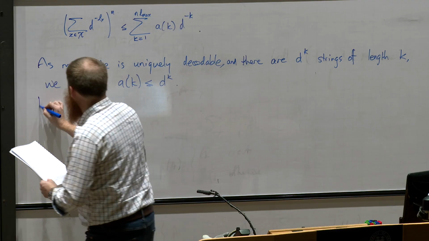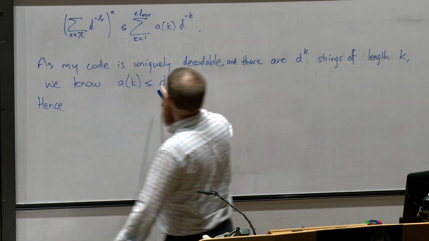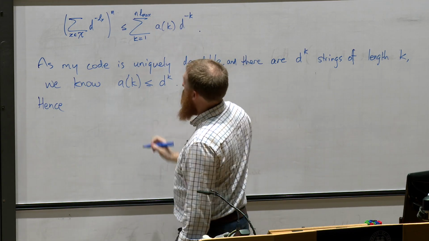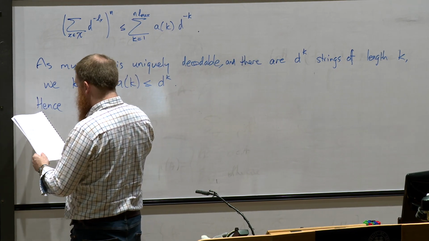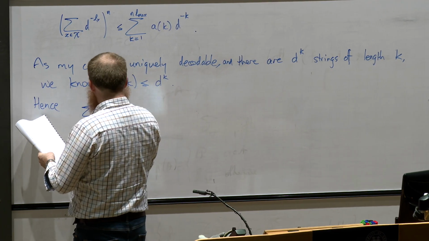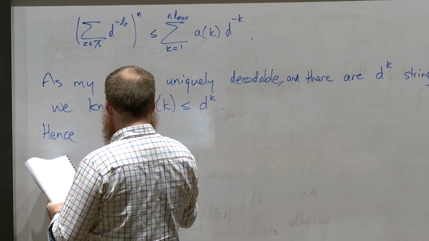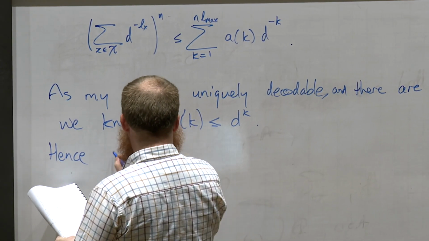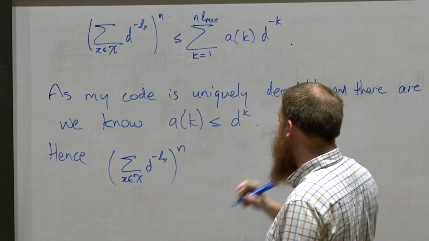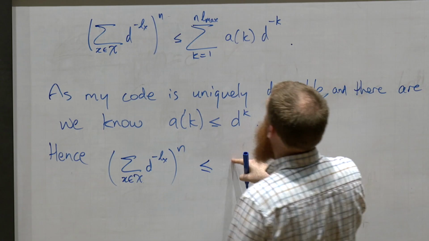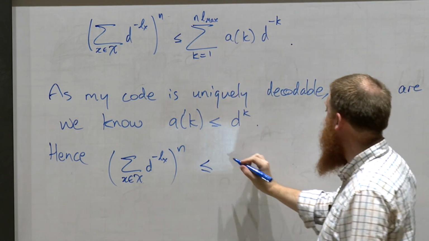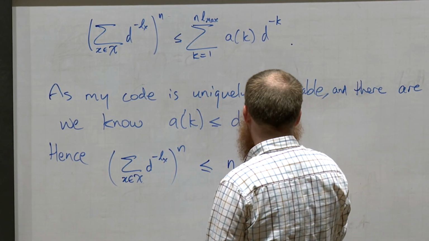Hence, I can take this bound, plug it in here, and get an extra bound. What's this going to do? I'm going to get that the sum over x in X of d to the minus l_x, to the n. This was counting over all the strings, all the output lengths. This must be less than or equal to, well, if I substitute in d to the k here, these cancel out. This sum then turns into just n times L max.